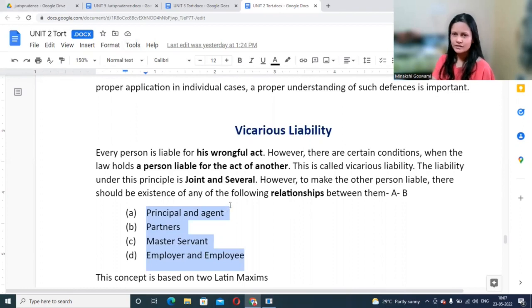Same ways master servant, we all are aware. There are different types of contracts which are not being defined. Same ways employer and employee, there may be some offer letter or some kind of a contract between them. So all these 4 relations, we may make someone liable for somebody else's wrong. But whom will we make liable for whose wrong? Right? For that, we have 2 concepts.